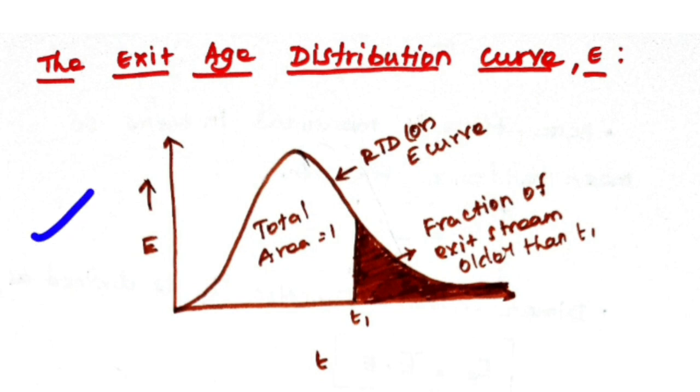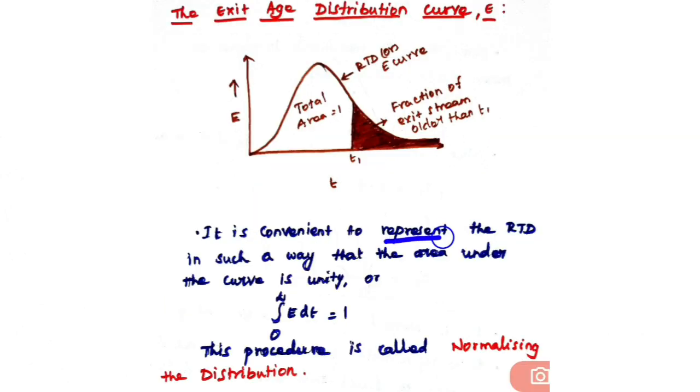So this is your E curve, that is the exit age distribution curve E. This curve is plotted as time versus E value, and the area under the curve is equal to 1. That means the fraction of all the material that has resided for a time t in the vessel, between t equal to 0 and t equal to infinity, is 1. That is, the sum of the fractions of all the material inside the reactor is equal to 1. So you can represent the RTD in such a way that the area under the curve is unity, or as integration of 0 to infinity E dt is equal to 1. This procedure is called normalizing the distribution.